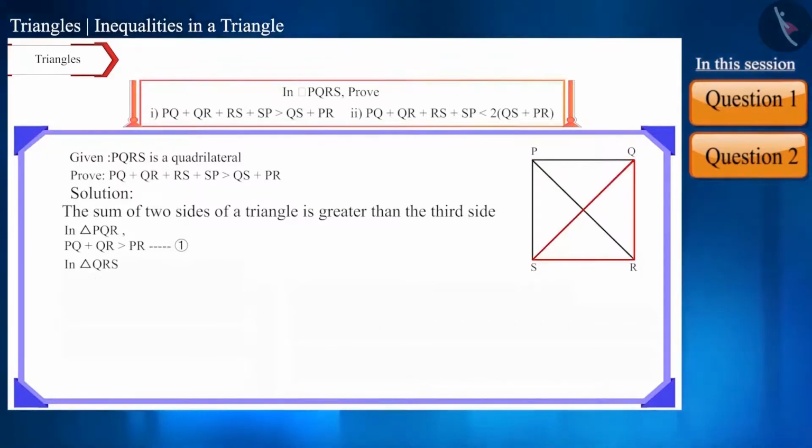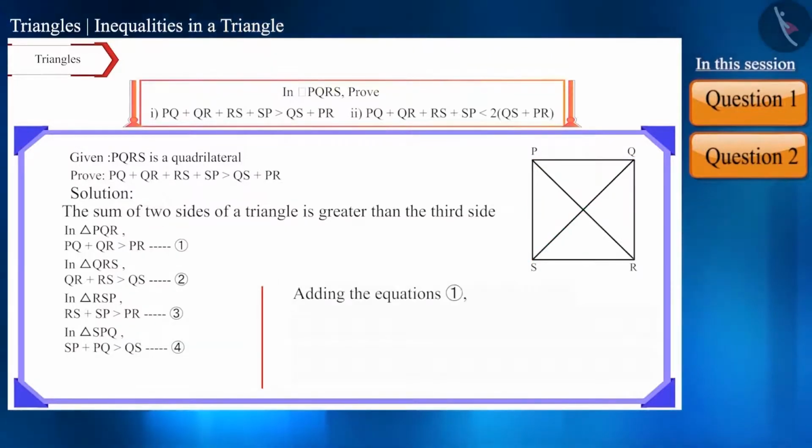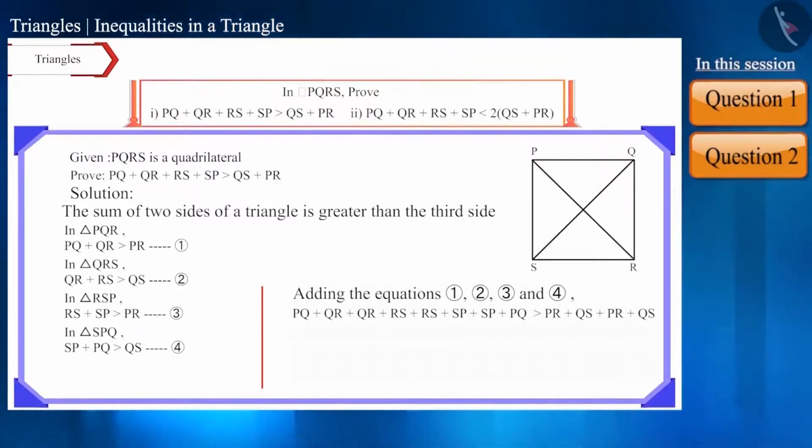Similarly, in triangle QRS, the sum of side QR and side RS is greater than side QS. In triangle RSP, the sum of side RS and side SP is greater than side PR. In triangle SPQ, the sum of side SP and side PQ is greater than side QS. Now, if we add all four inequalities, then we will get. Now, by simplification of the left side and the right side, you will get.